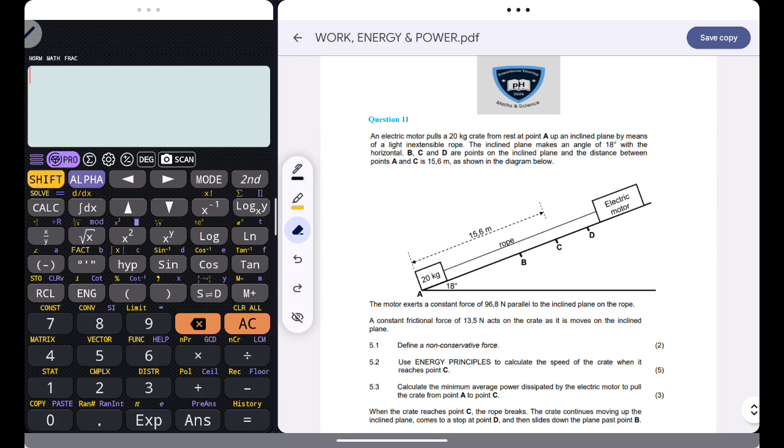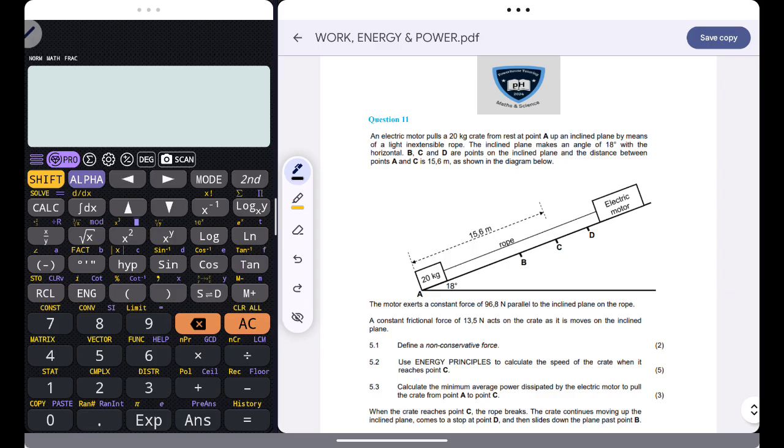Okay, we are then told that the motor exerts a constant force of 96.8 newtons parallel to the inclined plane on the rope. They're just telling us that the tension on the rope is that amount. And then we are told that a constant frictional force of 13.5 newtons acts on the crate as it moves up the inclined plane.